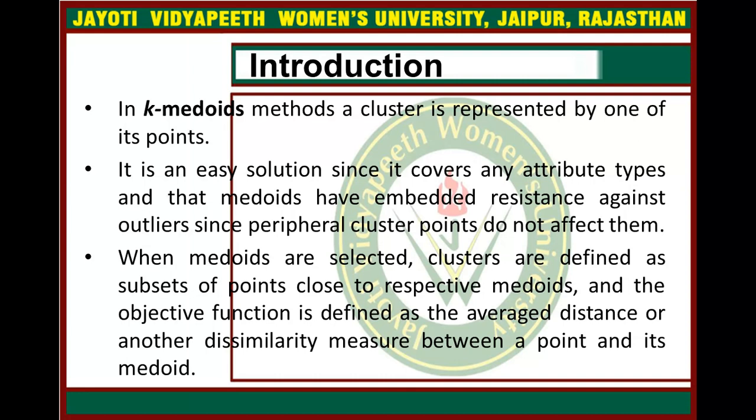Outlier means what? The items which are outer from that cluster, because we cannot include them in that cluster since they are very far away. So when medoids are selected, clusters are defined as subsets of points close to the respective medoid, and the objective function is defined as the average distance or another dissimilarity measure between a point and its medoid.